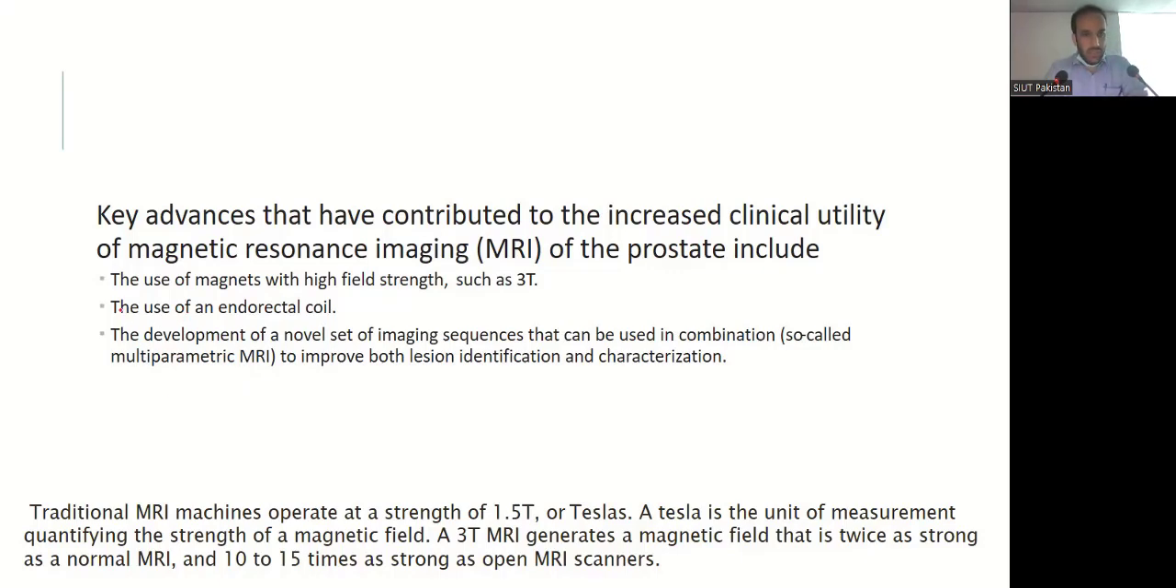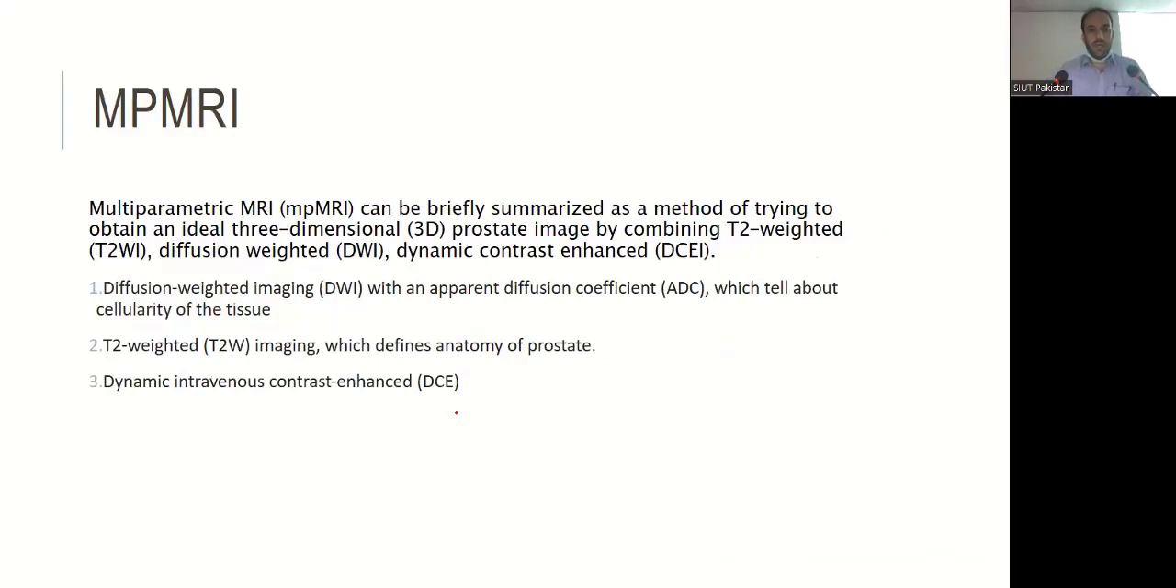The use of an endorectal coil and the development of a novel set of imaging sequences that can be used in combination, so-called multi-parametric MRI, improve both lesion identification and characterization. So now we will talk about the multi-parametric MRI.